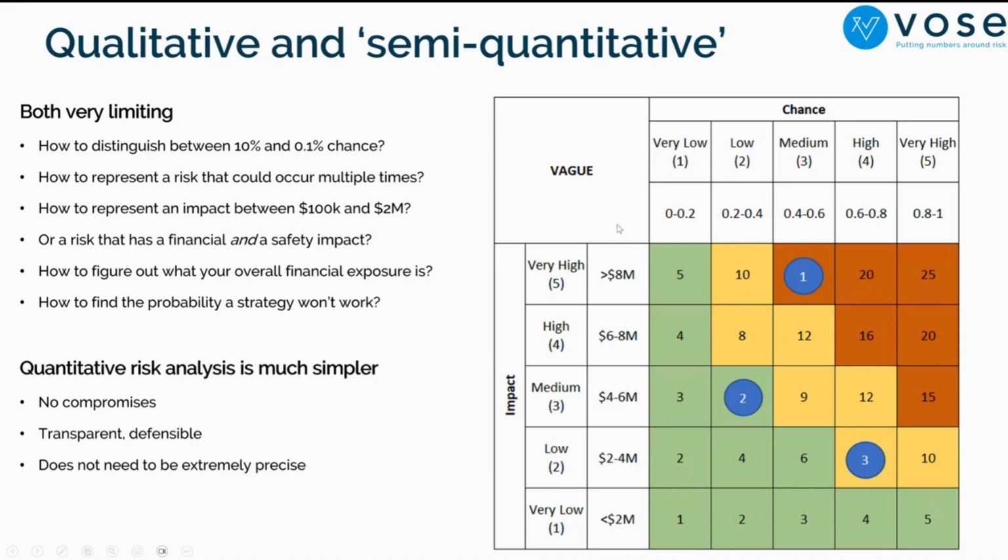And there are problems, of course, with this approach, because you, for example, cannot distinguish between the 10% chance and 0.1% chance of occurrence. They all will fall into one box, but there is a 100-fold difference between the probability of occurrence. And the same thing with the size of the impact. So 100K and 2 million can be in just one box. And then what if a risk has a financial and a health and safety impact? Where do you put it? So it's not possible to do an aggregation in that sense.